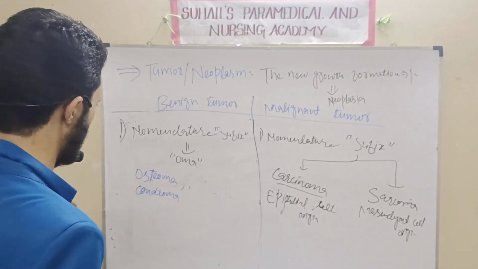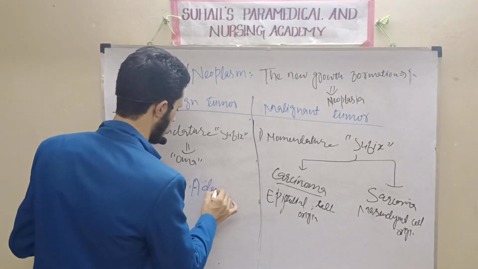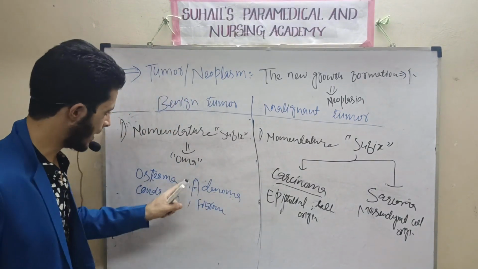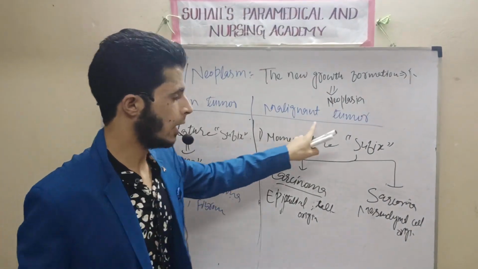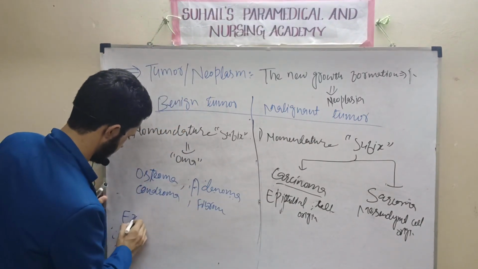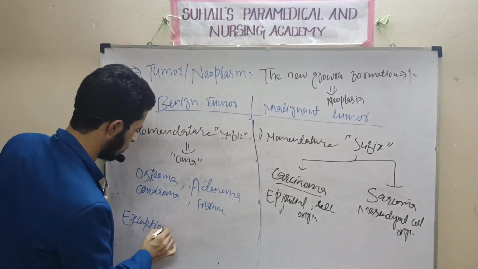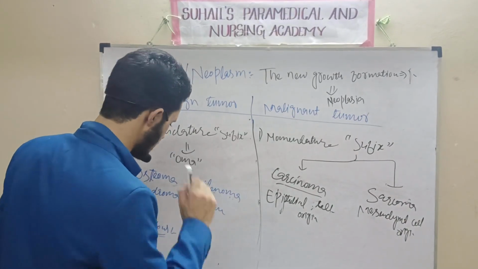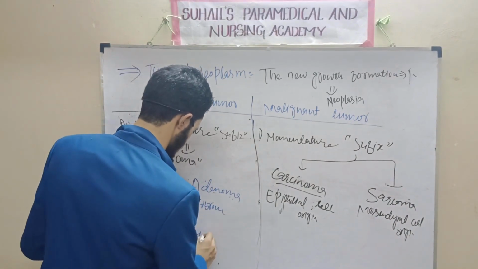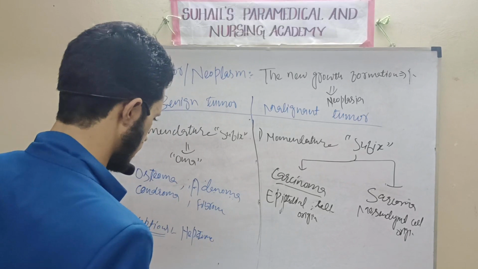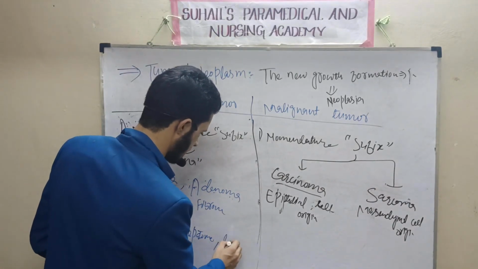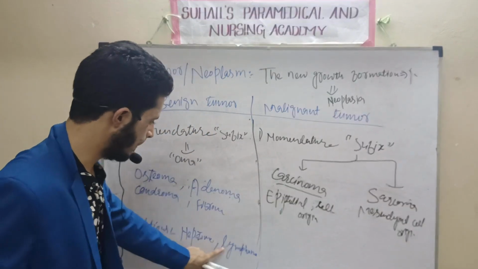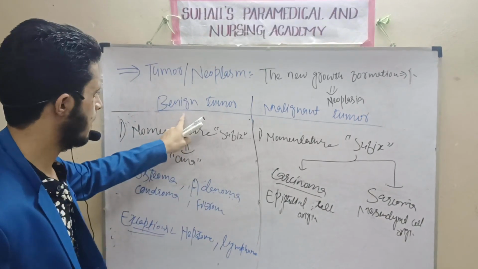There are fibroma, adenoma. But there are some exceptions which end with oma, but they are malignant tumors. Remember the exceptions. Suppose hepatoma. The exception is hepatoma. The exception is one more. You remember lymphoma. If you want more examples, you can see in the book. Hepatoma, lymphoma are the exceptions.